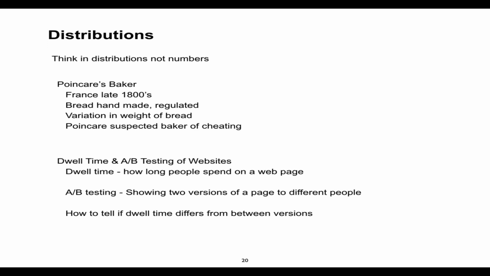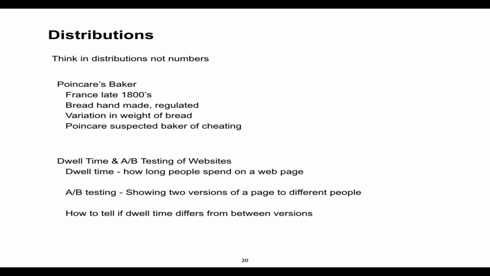So I came across this story. Apparently, it's a famous story. It's probably not true at all, but it's such a good story, no one cares. The basic story is Poincaré was this French mathematician, and bread is really important to the French. It's a big deal. And this was back in the 1800s, and so the bread was highly regulated.